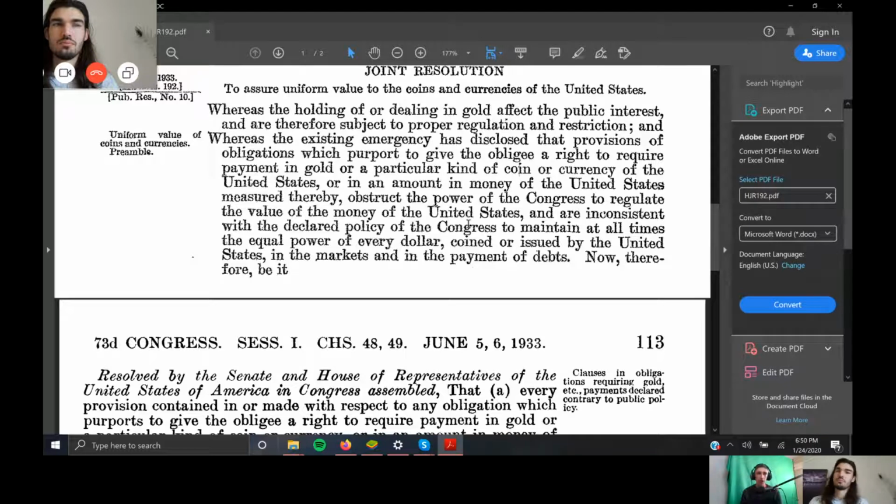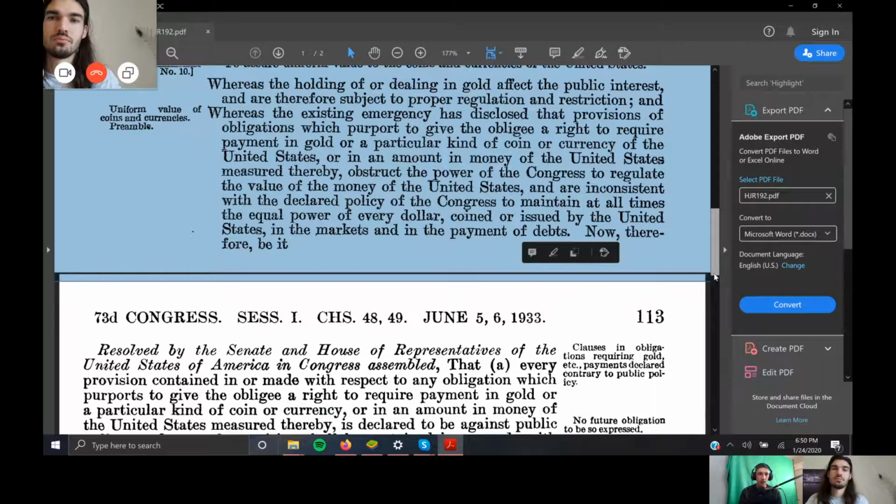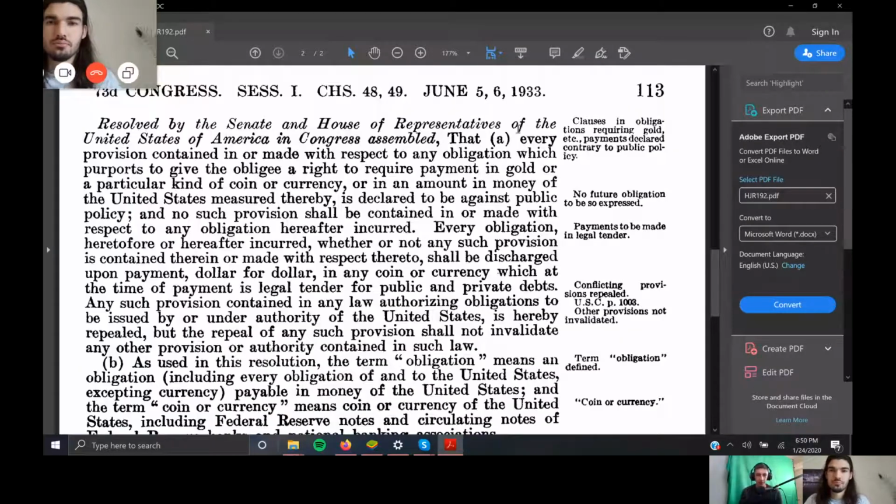They're saying right here, we can no longer control the value of the dollar as long as people are allowed to ask for a particular kind of currency. Now, therefore, be it resolved by the Senate and the House of Representatives of the United States of America in Congress assembled, that every provision contained in or made with respect to any obligation, that means any provision.